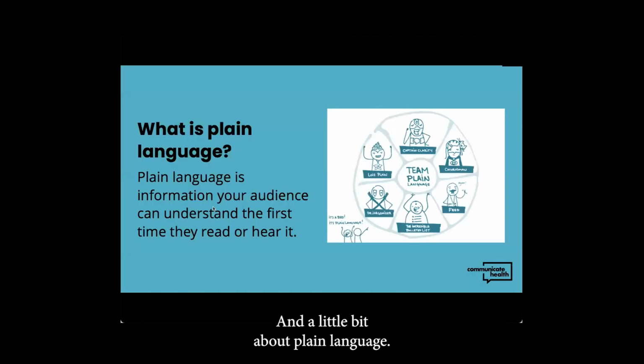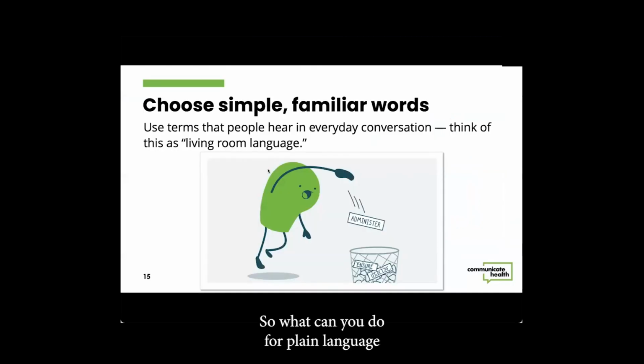And a little bit about plain language. Plain language is information your audience can understand the first time they read or hear it. So what can you do for plain language on your website? First is choosing simple, familiar words. So using terms that people hear in everyday conversation. And sometimes at Communicate Health, we like to call this living room language. And if a simpler term exists than the term you're going with, almost always go with the simpler term instead, since that matches what your users are expecting.